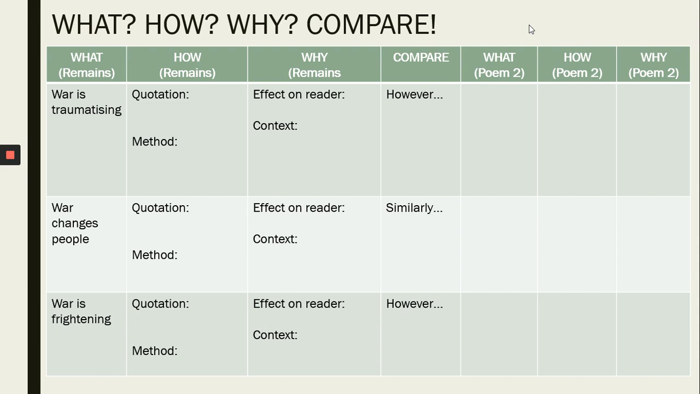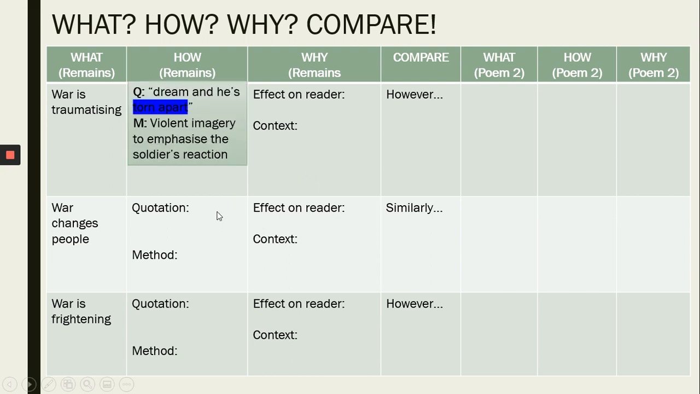So my how box is split into 2. How, quotation, show me, and how, method, what has been done. And then my why box has also been split down in that way. Why has it been done? What effect has it had on the reader? Why has it been done? What can you tell me about the context? Okay, so now, the quotation I picked for war is traumatizing is 'dream' and 'he's torn apart'.